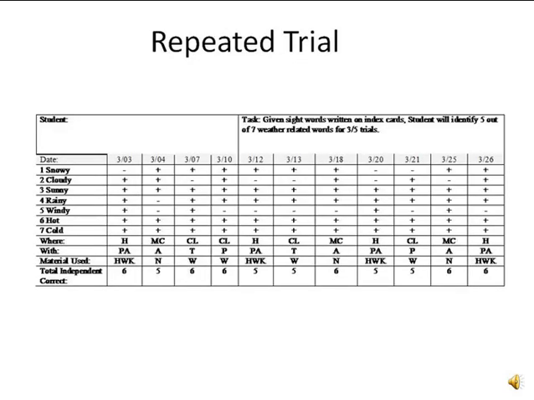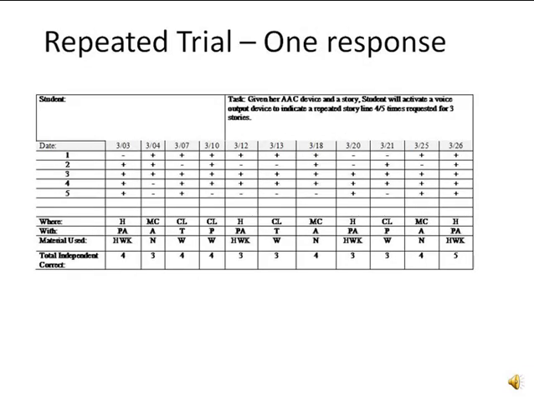For repeated trial, there are a series of words or other items that are presented to the student each day or during each trial that data is collected upon. For a repeated trial when there's only one response, the same response is expected of the student each time the stimulus is presented to the student.